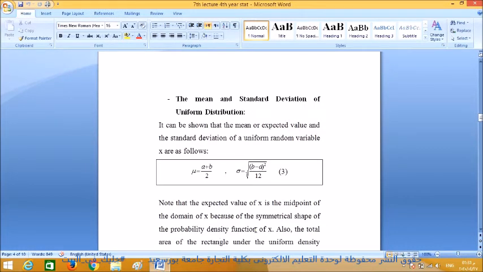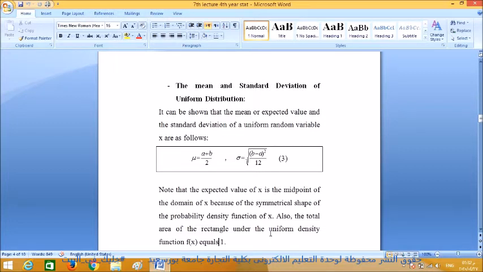Note that the expected value, meaning the mean of X, is the midpoint of the domain of X between A and B, because of the symmetrical shape of the probability density function. Also, the total area of the rectangle under the uniform density function f of x equals 1. Okay, the area of the rectangle equals 1.